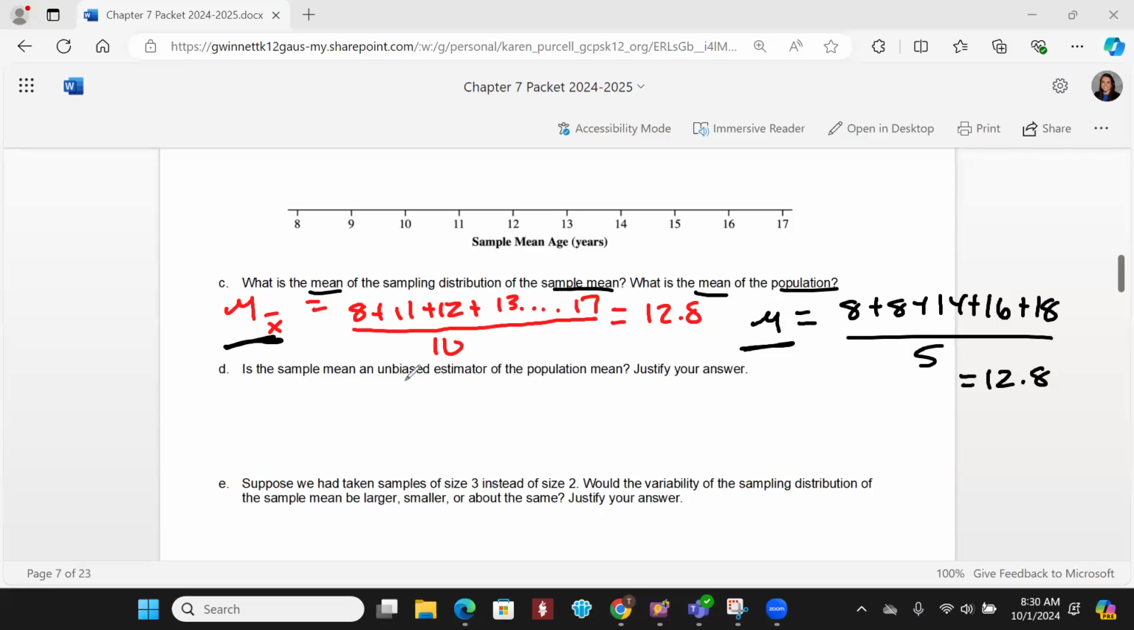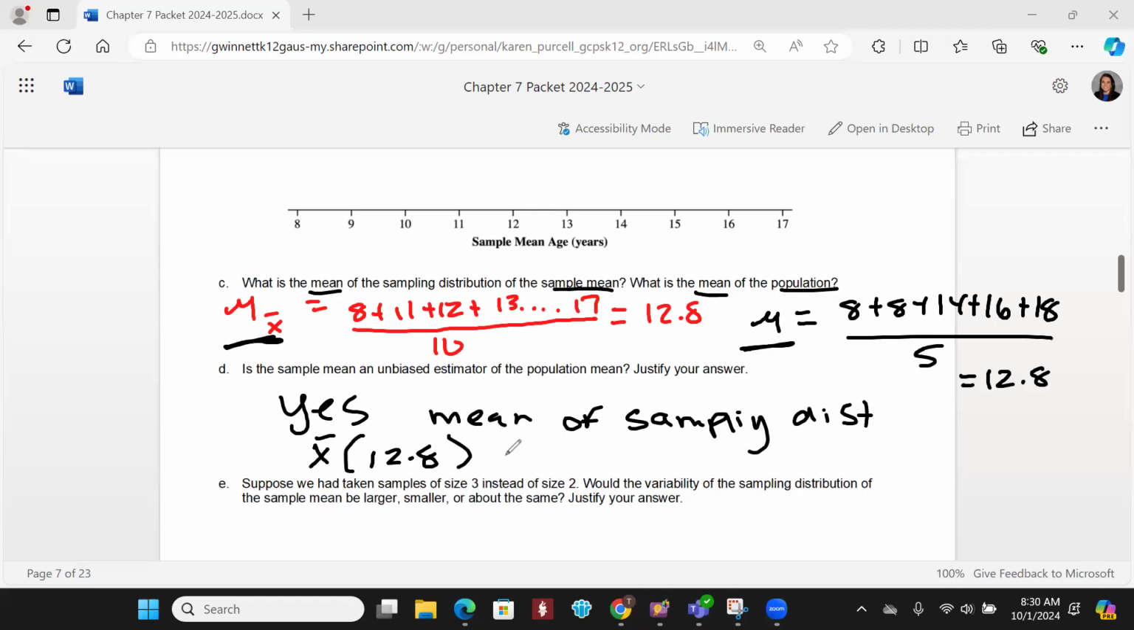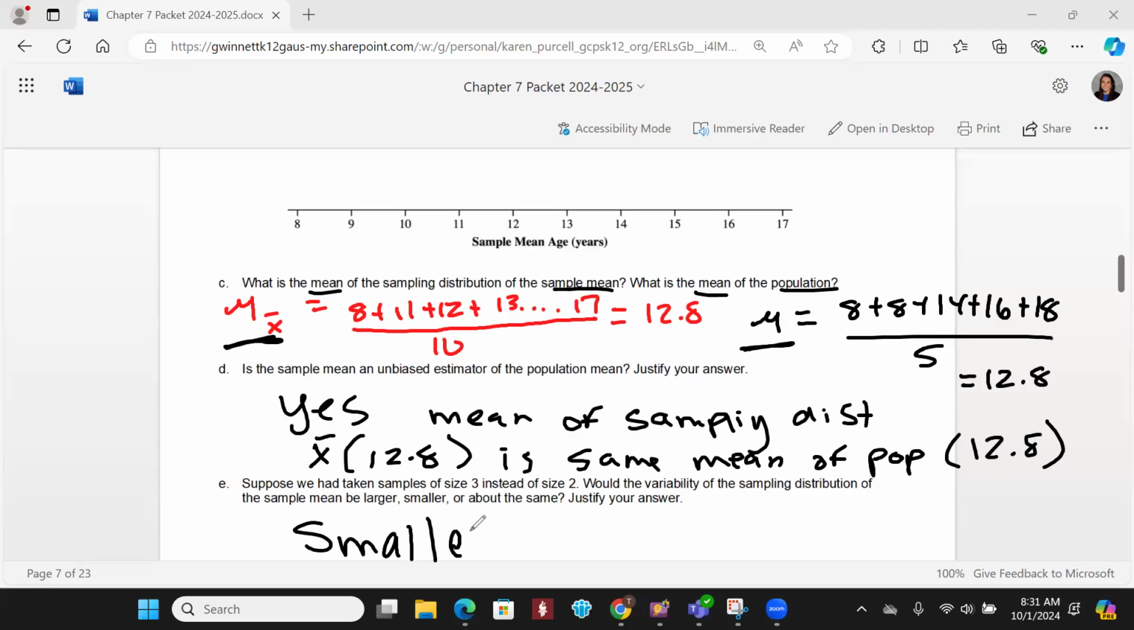All right, so yes, the mean of the sampling distribution of x bar is 12.8, which is the same as the mean of the population, which is 12.8. Suppose we had taken a sample size of 3 instead of 2, would the variability of the sampling distribution of the sample mean be larger, smaller, or about the same? Smaller. Okay.